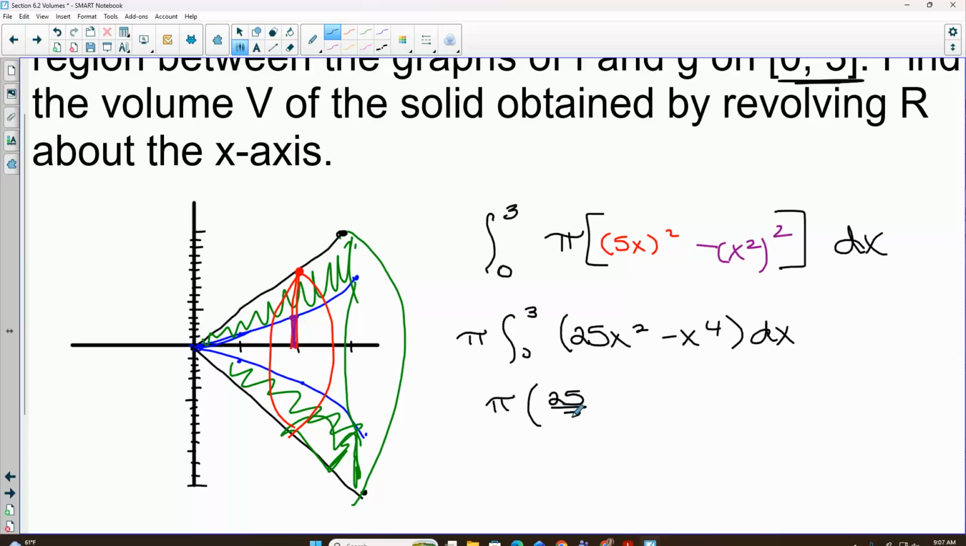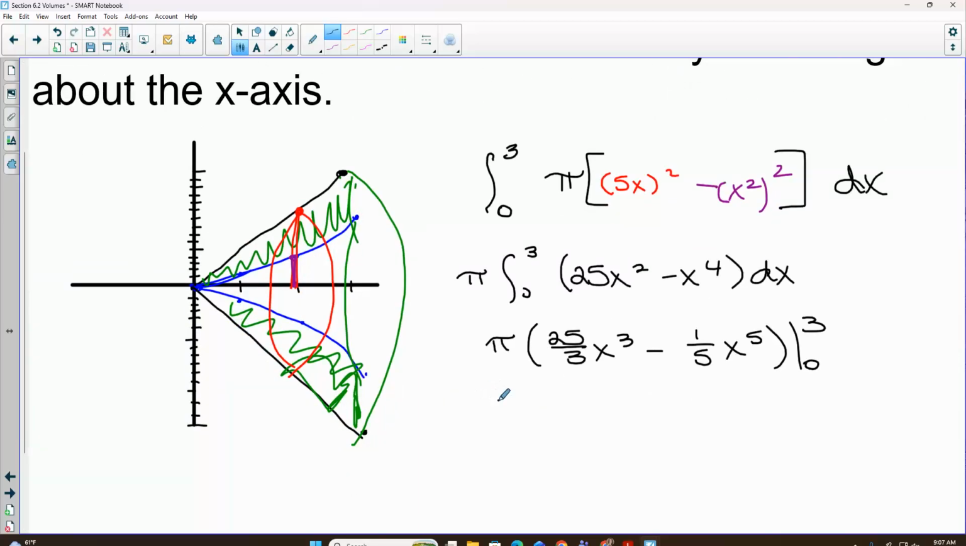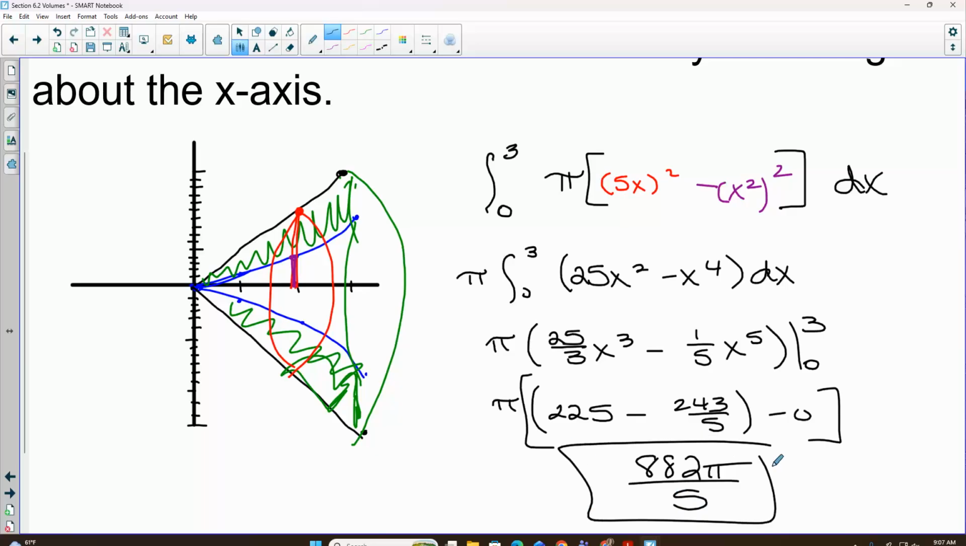Antiderivative of 25x squared is 25 thirds x cubed. Antiderivative of x to the fourth is 1/5 x to the fifth. Okay, if I plug in a 3, 3 cubed is 27 divided by 3 is 9 times 25. So we get 882 pi over 5.